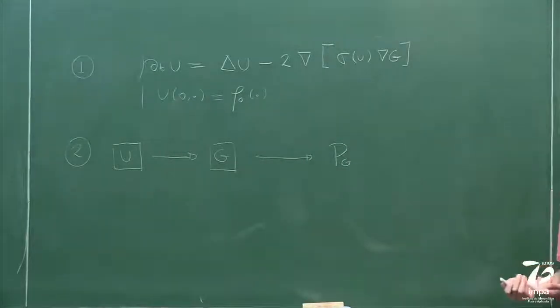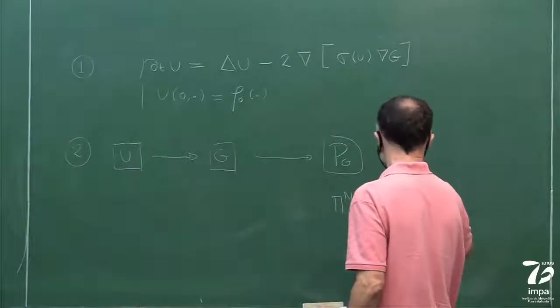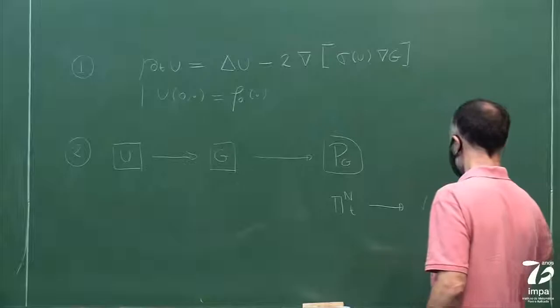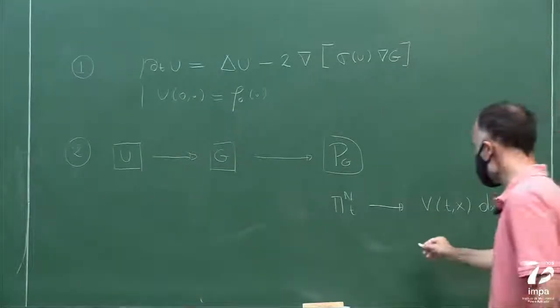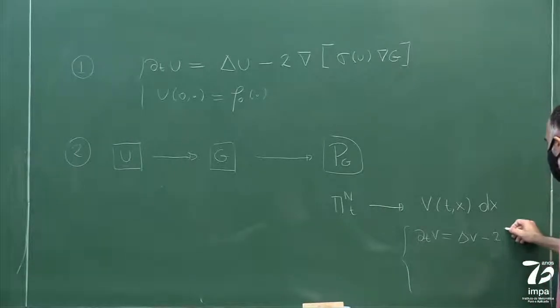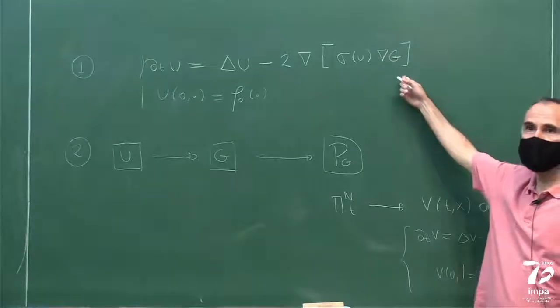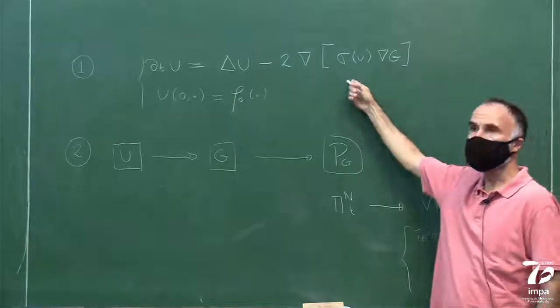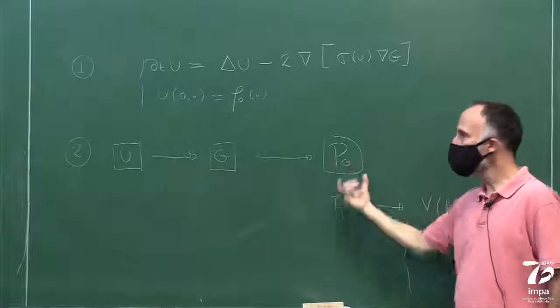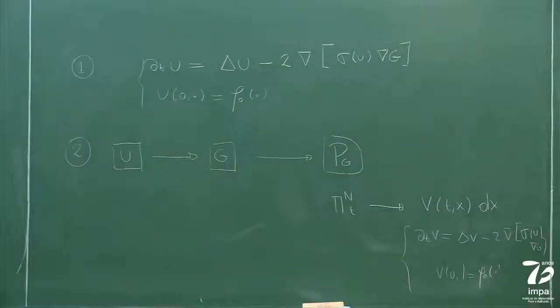Now under P_g, by this theorem, I know that the empirical measure converges to some function v(t,x)dx. And what is v(t,x)dx? It's the solution of the hydrodynamic equation: d_t v is equal to Laplacian v minus 2 times gradient of sigma of v, gradient of g, with the initial condition I fixed. But this equation is exactly this one, which means that v is actually equal to u. So I created a dynamics for which u is the typical path. And this will allow us to prove the lower bound.